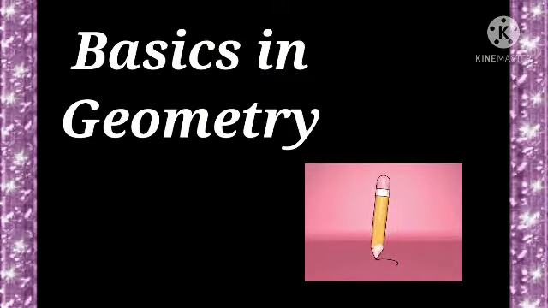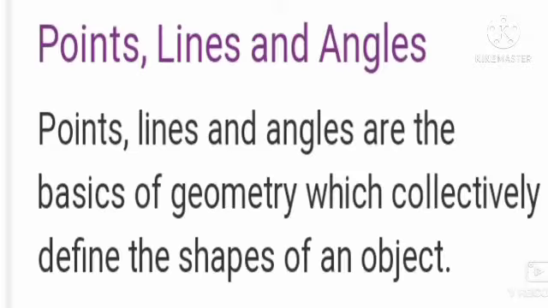Let us see the basics of geometry. Children, now let us see about points, lines and angles. Points, lines and angles are the basics of geometry which collectively define the shapes of an object.